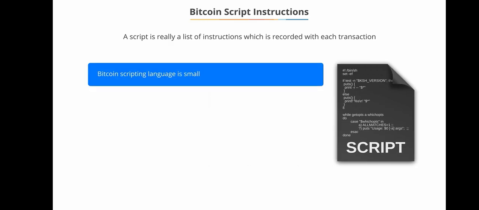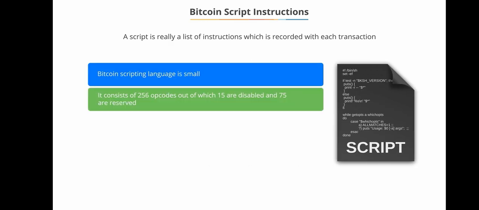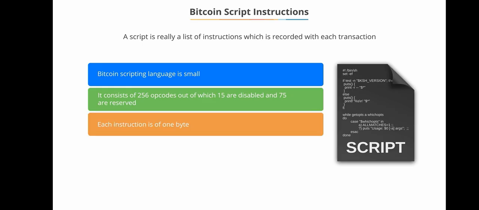Bitcoin scripting language is small. It consists of 256 opcodes, out of which 15 are disabled and 75 are reserved. Opcode is defined as an instruction which tells the processor what to do with the given variables of data. Each instruction is given 1 byte.